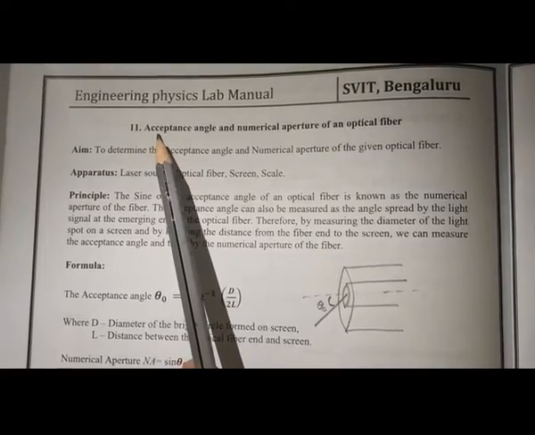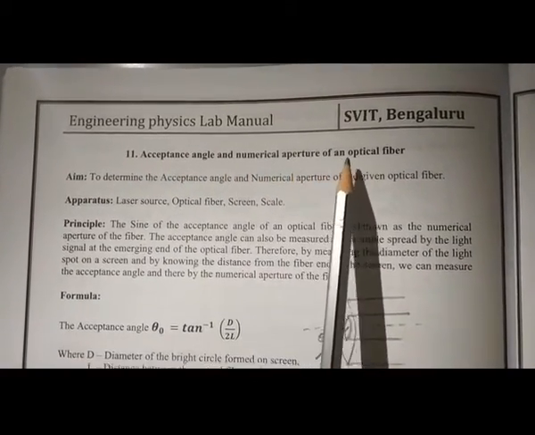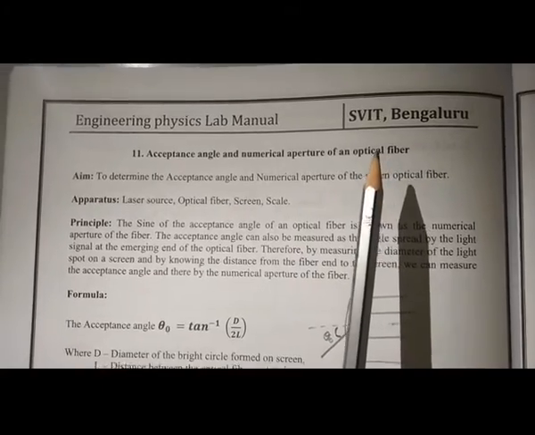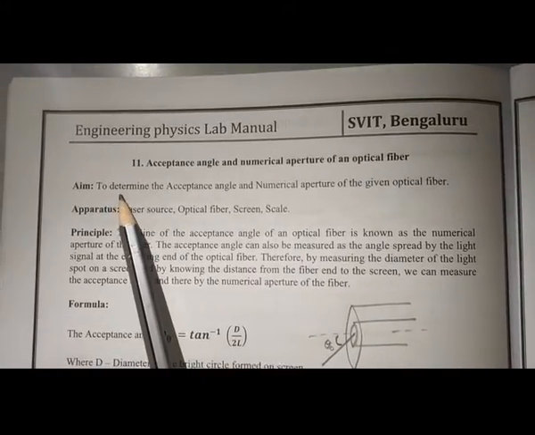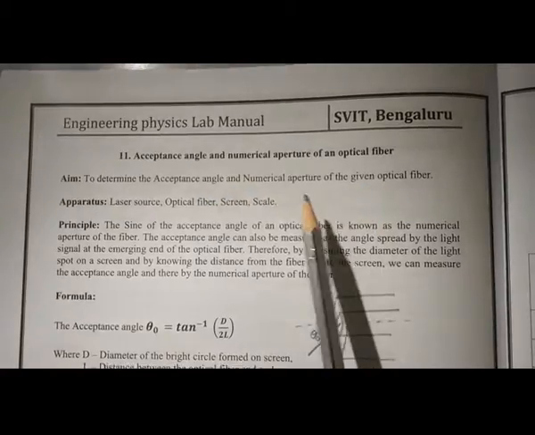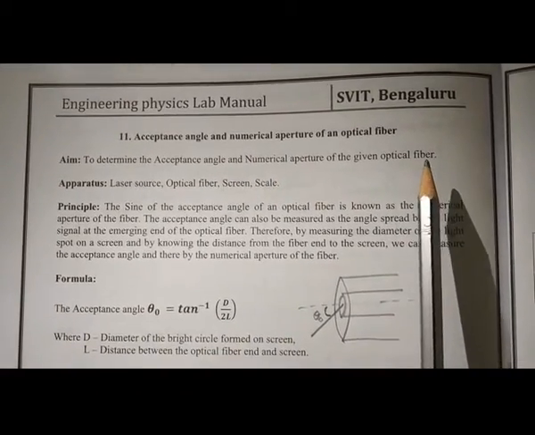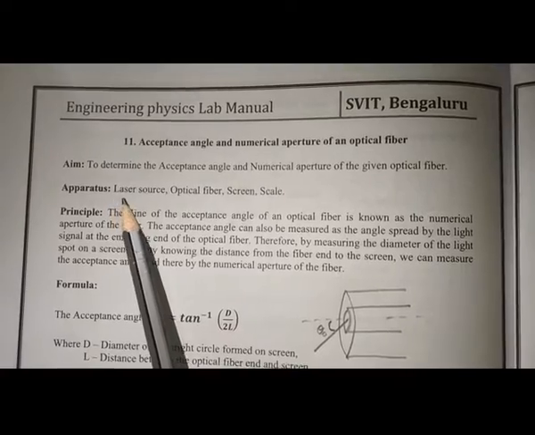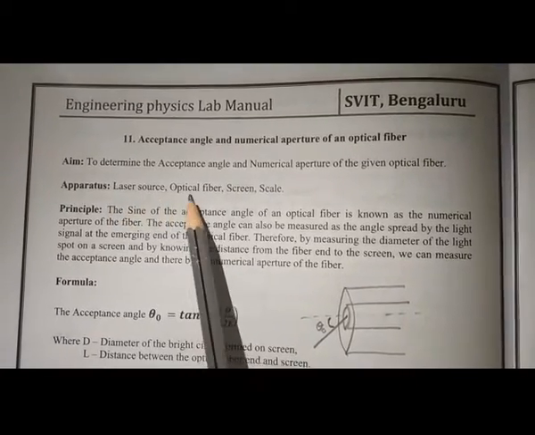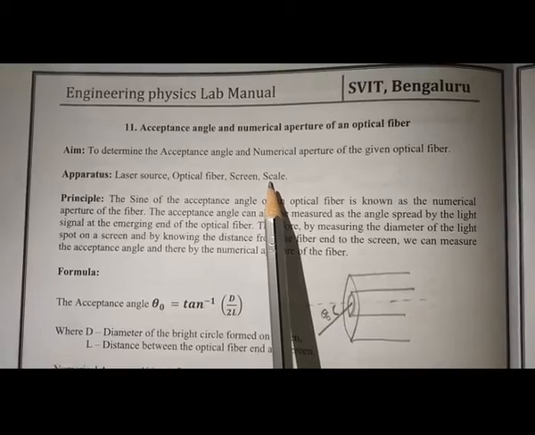The experiment is acceptance angle and numerical aperture of an optical fiber. The aim of the experiment is to determine the acceptance angle and numerical aperture of the given optical fiber. The apparatus required are laser source, optical fiber, screen and scale.